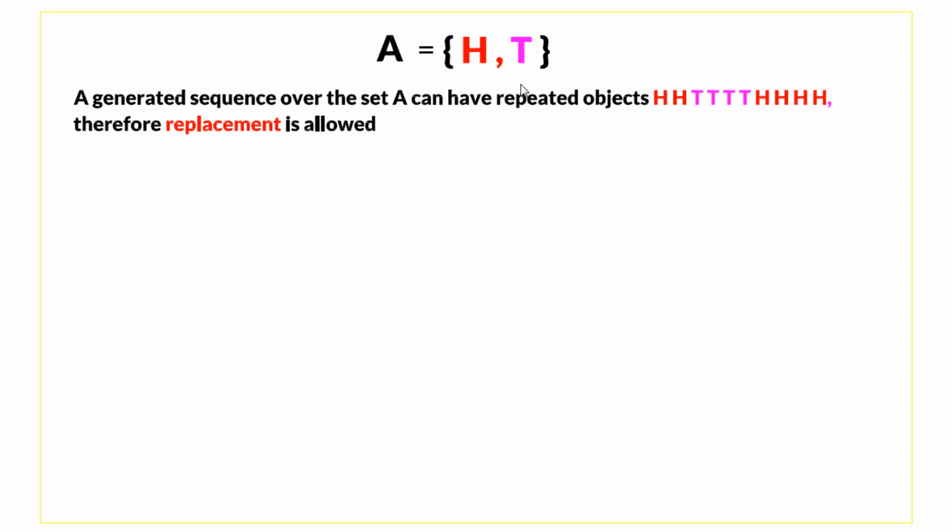So what are the characteristics of this generation? Replacement is allowed, and that is the reason why the objects can be repeated in the generated sequence. And the other thing, order is important, and the reason why is that if we have this sequence and we reverse it, in this case this element is not equal to this element because of the different order of letters. Now we have two conditions, replacement and order.